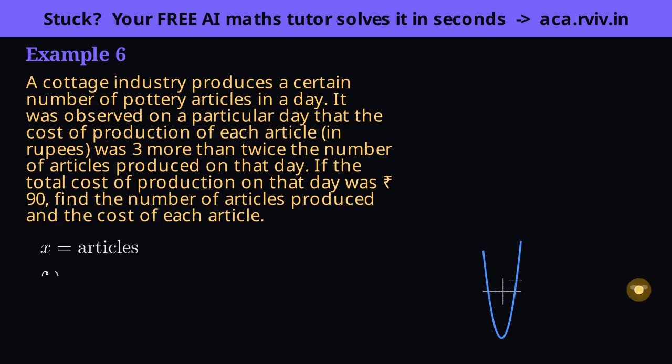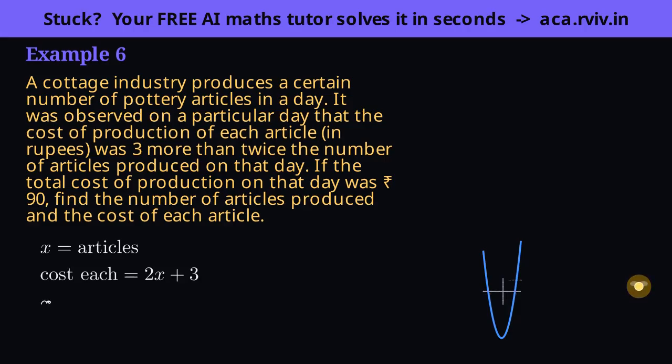Now decode the phrase 3 more than twice the number of articles for the cost of each. Twice the number is 2x, 3 more than that is 2x plus 3. And here's why this becomes a quadratic. The price per article isn't fixed, it grows with x.